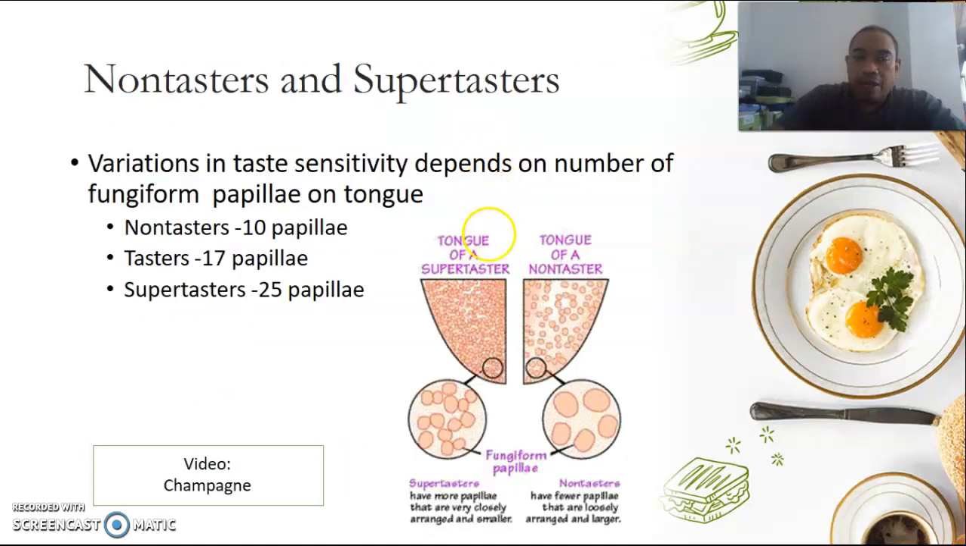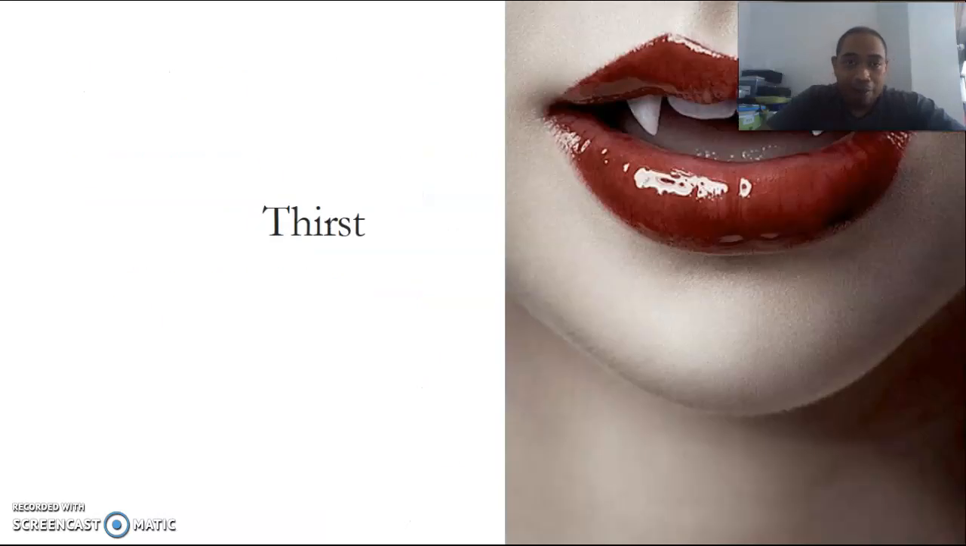Okay, so there are two categories of people based on how they taste. They are supertasters and non-tasters. Supertasters have more sensitive tongues because they have a lot more papillae on the surface of the tongue, so they tend to have a heightened sensation of taste, while those with a non-taster tongue don't have that much of a problem. So can you guess which one is more picky when eating, the supertaster or the non-taster? Yeah, you answer that.